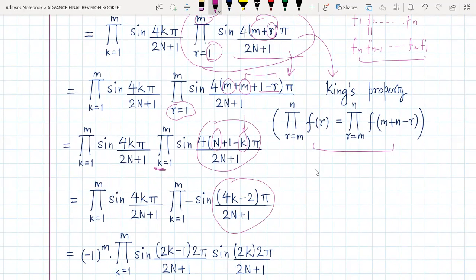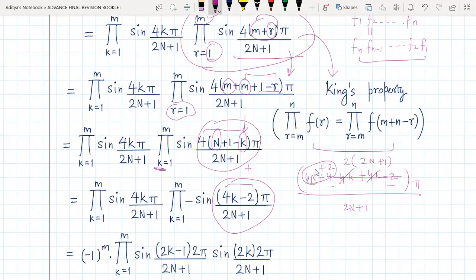You can easily observe, if you add these two, what are you getting? 2n plus 1 comes out as a common denominator and pi comes out common. Inside, what will we be left with? 4 into this quantity would become 4n plus 4 minus 4k, and this particular quantity is 4k minus 2. So when we are adding, 4k gets cancelled, 4 minus 2 becomes plus 2, and if you take out 2 as common, it becomes 2 into 2n plus 1, which gets cancelled, so it simply becomes 2 pi.